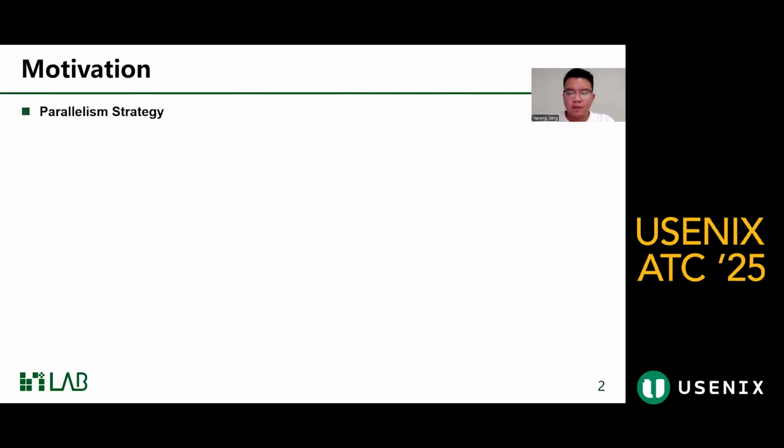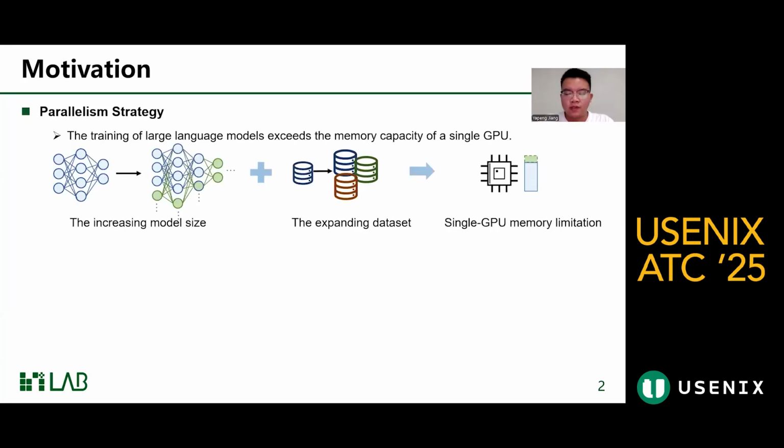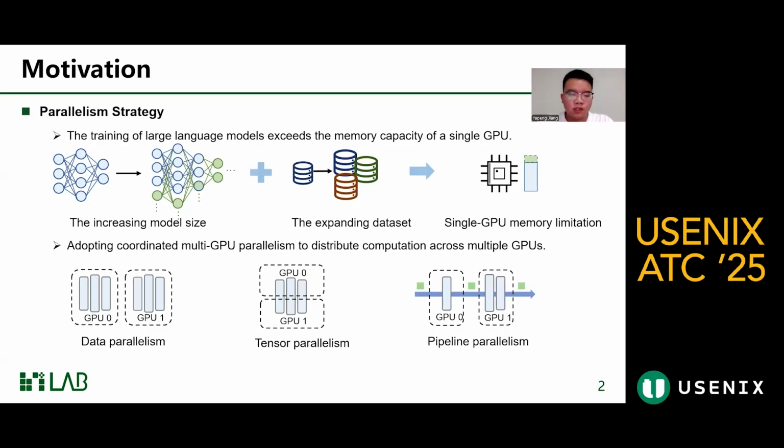A new AI paradigm powered by large language models has recently emerged, delivering strong performance across domains. As model and dataset size grow, memory demands exceed single GPU limits. To cope with this, multi-GPU parallelism has become standard, for example, data parallelism, tensor parallelism, and pipeline parallelism, with pipeline parallelism standing out for its low communication overhead and ability to scale to larger models.